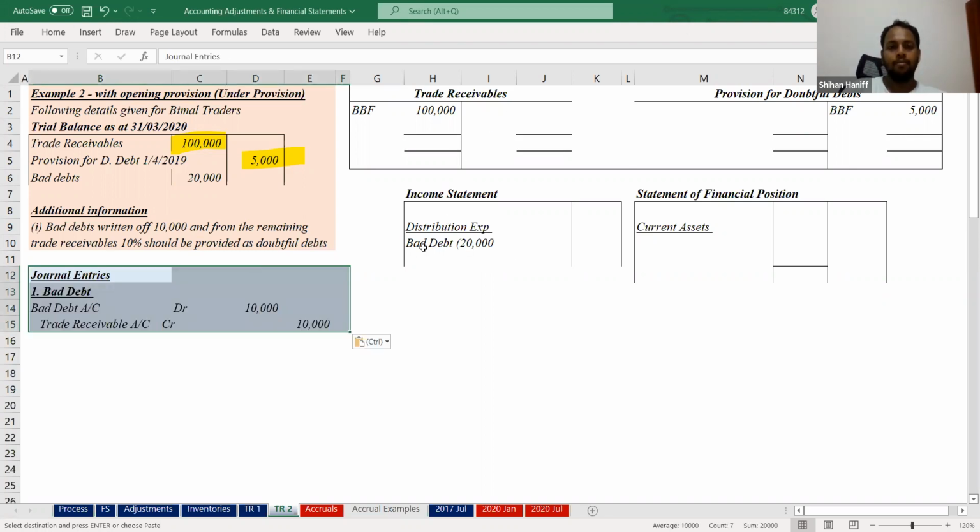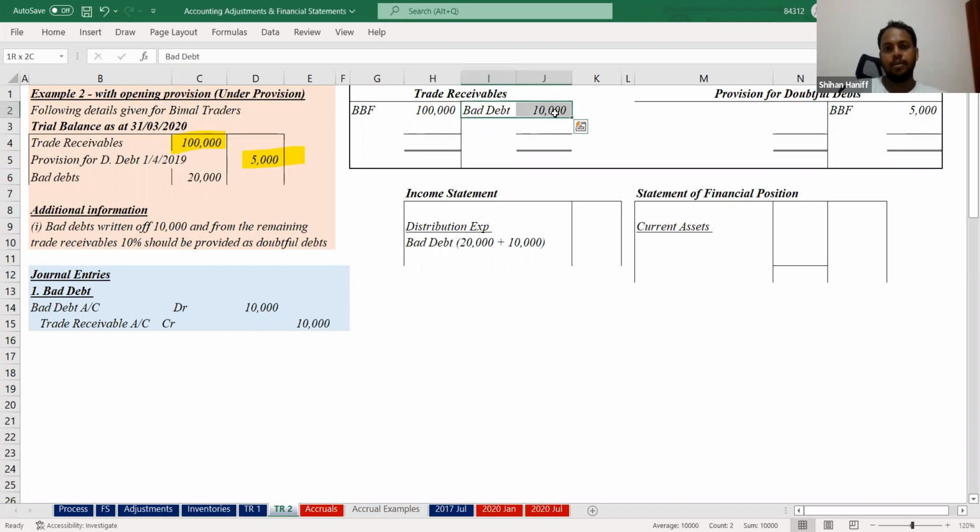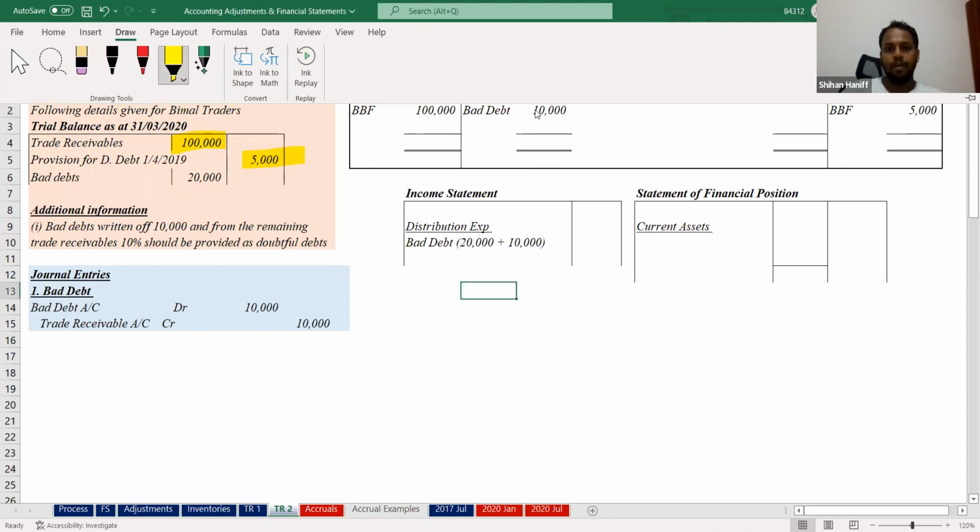Bad debt account debit. So here you have to add 1,000 and bad debt 10,000. Double entry.